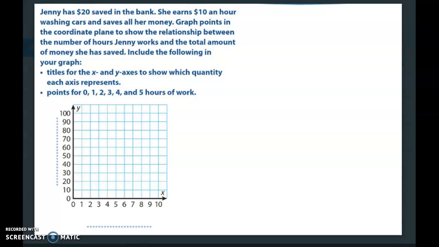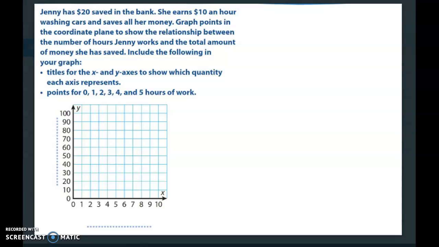Jenny has $20 saved in the bank. She earns $10 an hour. Okay, so I know that something's going to be money. And then it's telling me how much she's earning an hour. So that's time and money. She earns $10 an hour washing cars and saves all of her money. Graph points in the coordinate plane to show the relationship between the number of hours Jenny works and the total amount of money she saved.